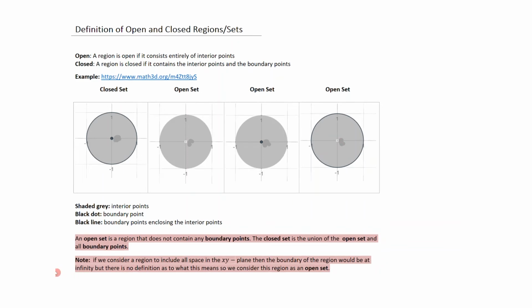Now, what about the case of the XY plane? If we consider the region to include all space in the XY plane, then the boundary of the region would be at infinity, but there is no definition as to what this means. So we consider this region as an open set.